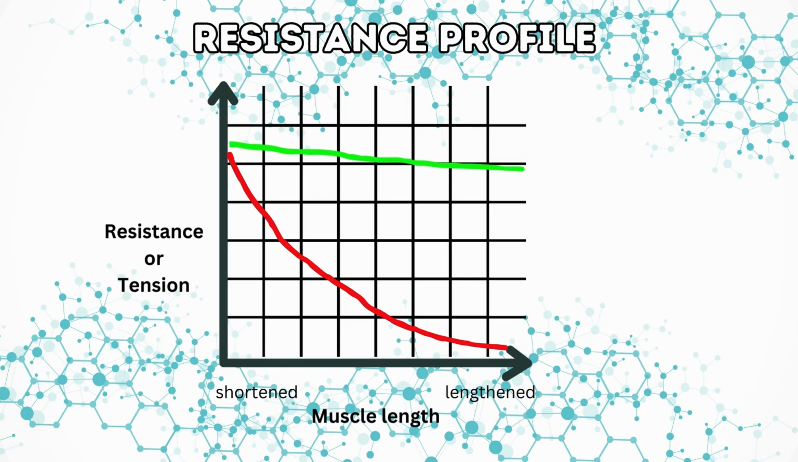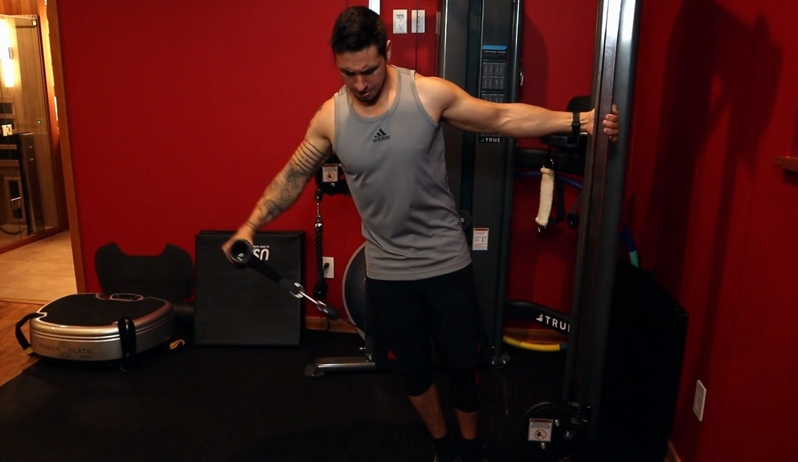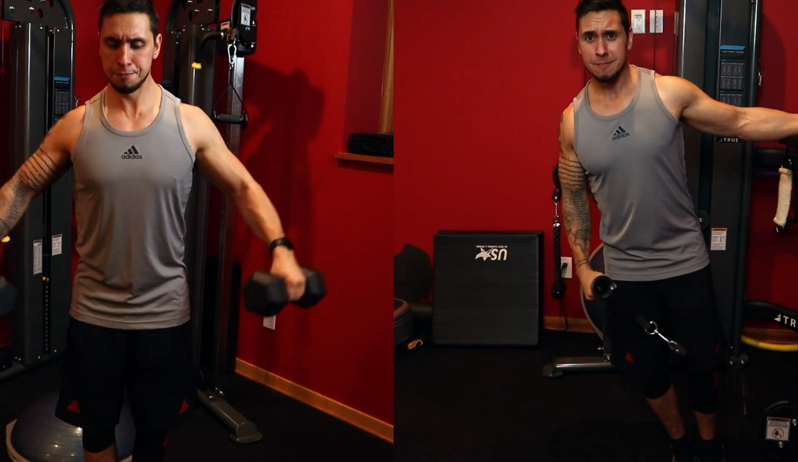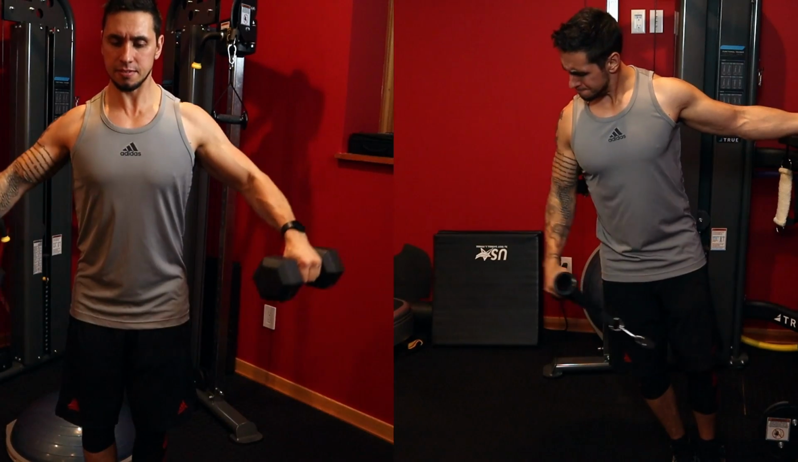Cable side raises have better resistance profiles and gives us the ability to load the bottom of the lift a little bit better. And you can see I'm struggling a lot more doing these partials at the bottom than I did doing the partials at the bottom of the standard side raise with a dumbbell.